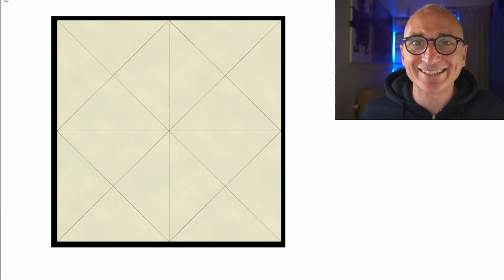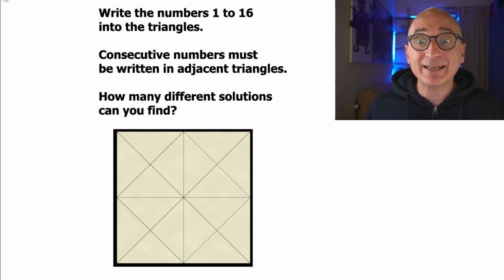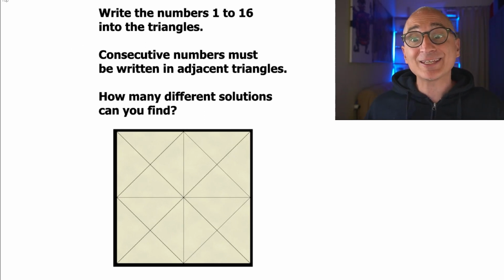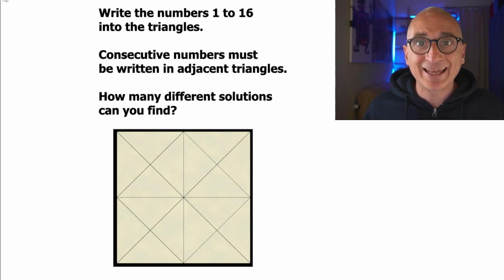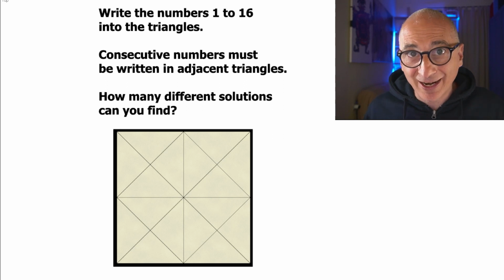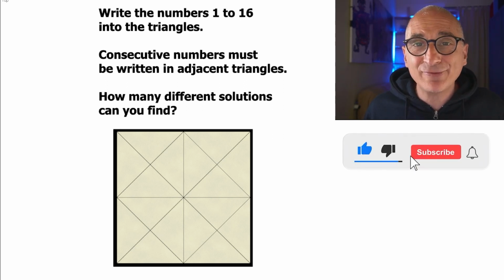So, today's puzzle is gonna teach us something about graphs. So here it is. We have a grid of triangles, and we have to write the numbers 1 to 16 into the triangles, but consecutive numbers must be written into adjacent triangles, that is, into triangles that share a side. And rotations and reflections don't count. How many can you find?